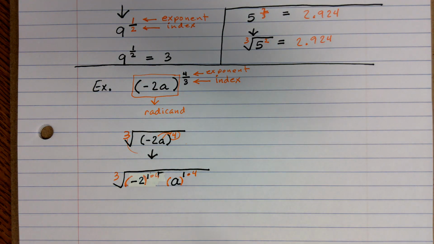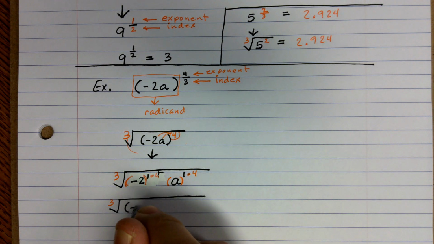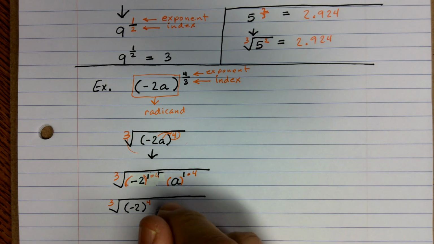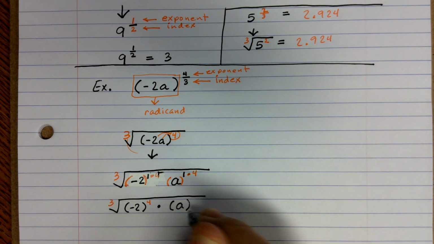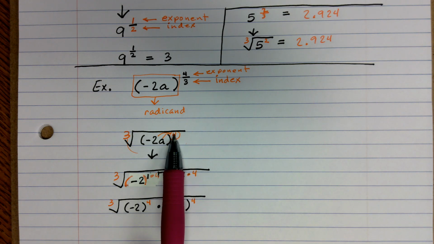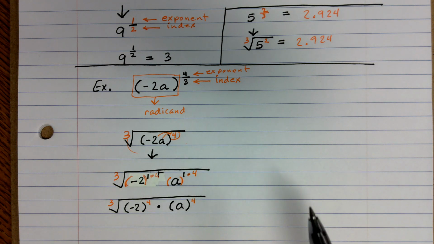So I'm going to just continue working this out. If I were to rewrite this in little steps, we would have the cube root of negative 2, and 1 times 4 gives me 4, so to the power of 4. And that would be times a to the power of 4. And what went on inside the radical right here is nothing new. This is just your property of an exponent for the power to power rule. Whenever you have a power outside the parentheses, you must distribute it and multiply it to the power of the values on the inside of the parentheses.